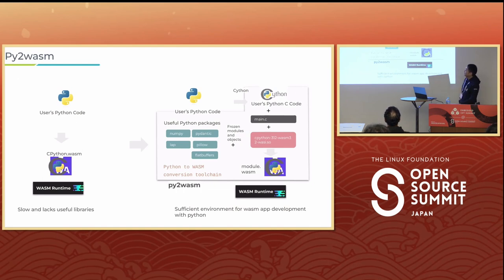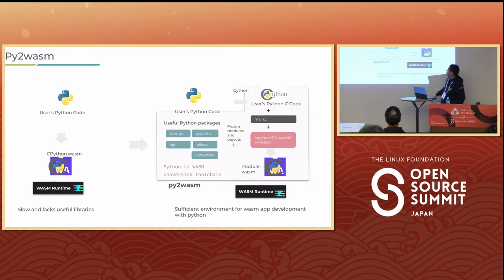So okay, we took the middle approach, and then we did a little bit more. So here's what we did. First of all, user code you can transpile into C code using Cython. Now you could just run that with cpython.wasm. You could do that. Just compile CPython into WASM, and then just run it.